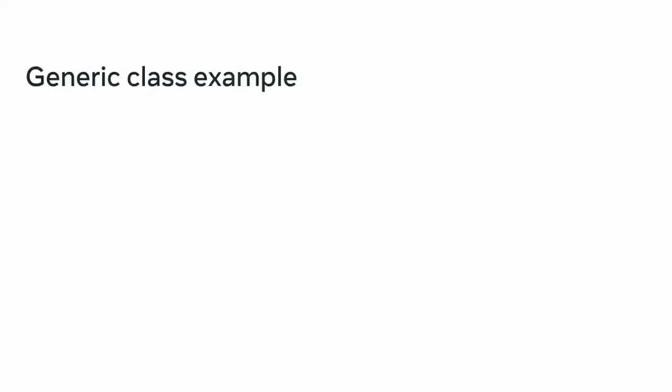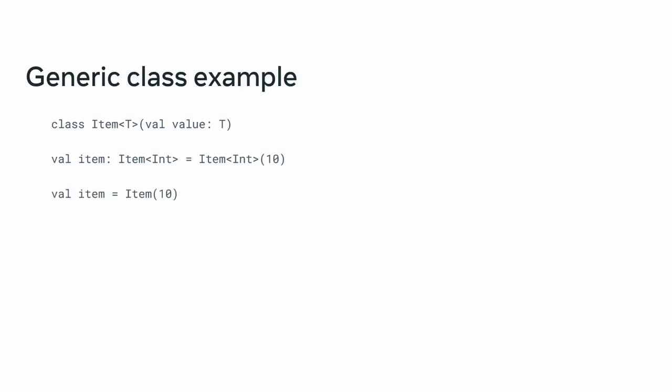Let's examine what a generic class is and how to use it. Let's say you have a class named item that takes an argument of a generic parameter type T, which is stored in value. You can create an instance of this class by providing the type, such as int, and passing in a value of that type, for example 10. Alternatively, you can create the instance without specifying the type, as the value passed is inferred automatically by the compiler.